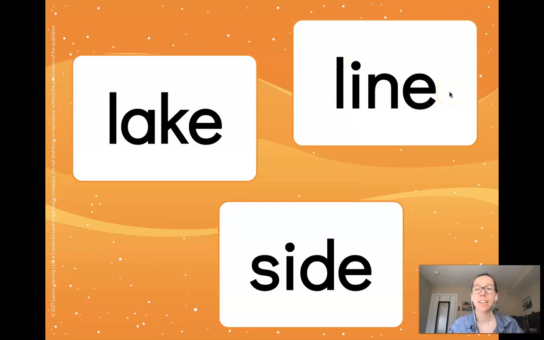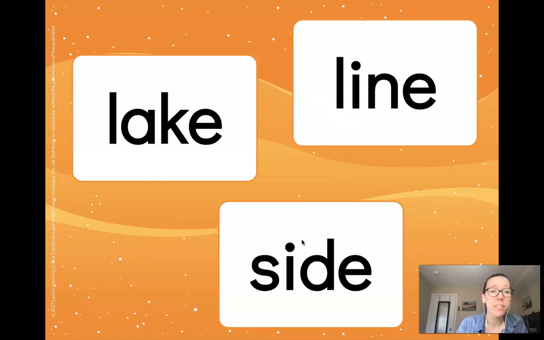Our next word also has a silent E, and this time it has an I. So because of that silent E, we're going to have a long I. If we sounded it out, it would be L-I-N. Line. Very good. And at the bottom, we have another word with a silent E, again with a long I, so this word would be S-I-D. Side. Very good. So the words you have to choose here are lake, line, and side.